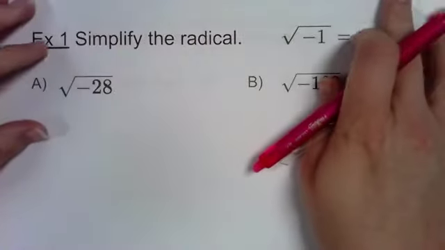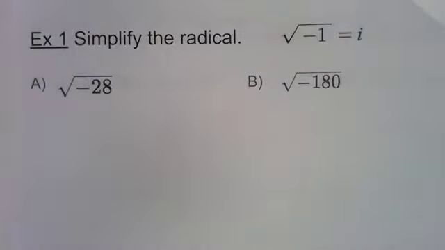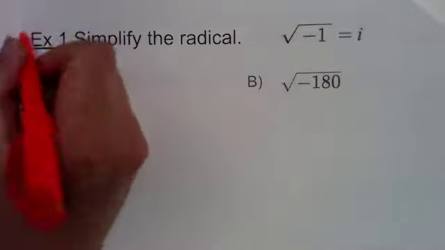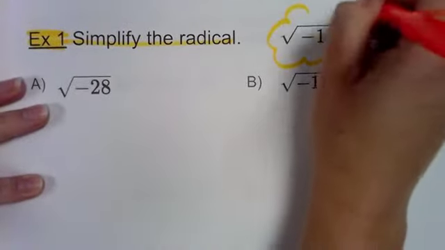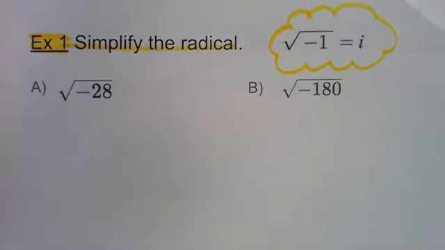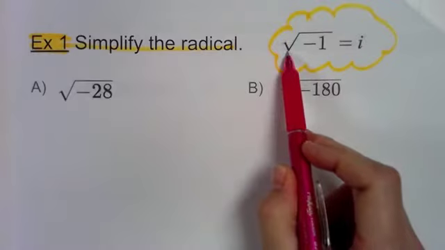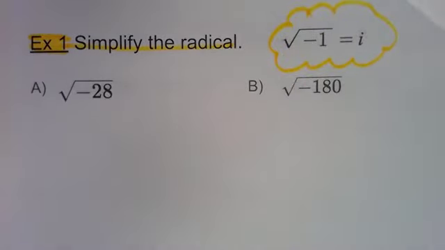So let's see what that is. First, we want to start with some basics here. Example 1. We want to simplify the radical. And I have this very important piece of information right here. Please highlight that. Make it big. Do something to draw attention to it. We have the square root of -1 is equal to i. Very important information here.